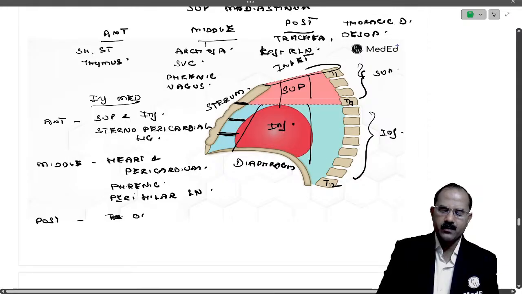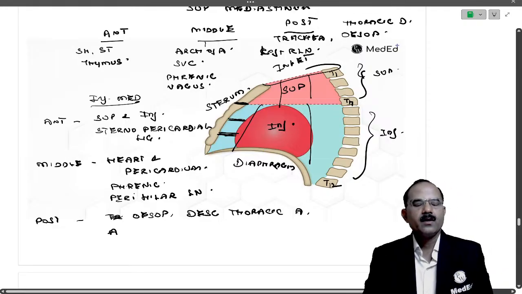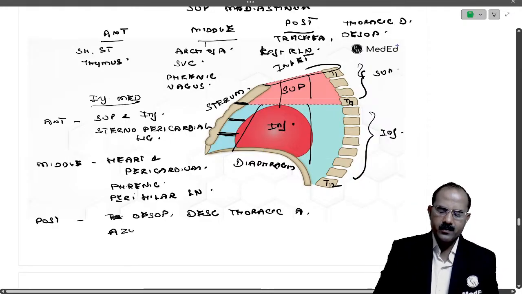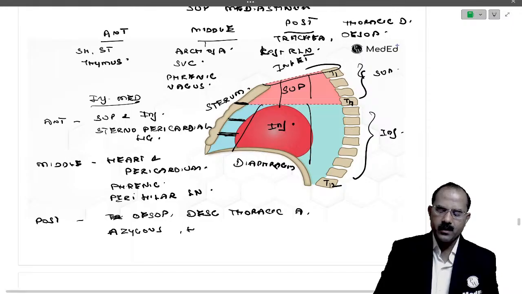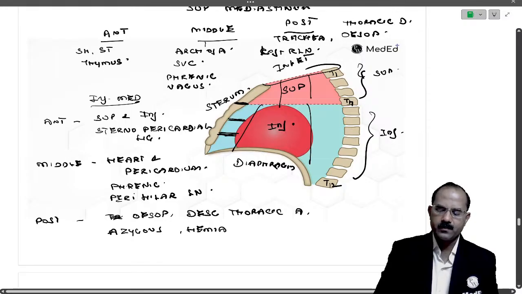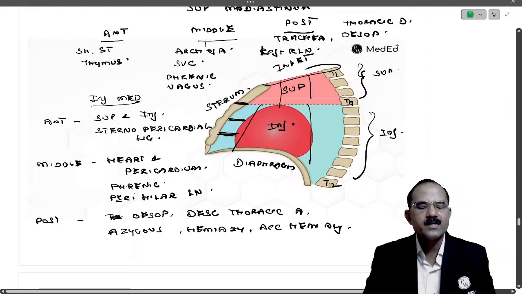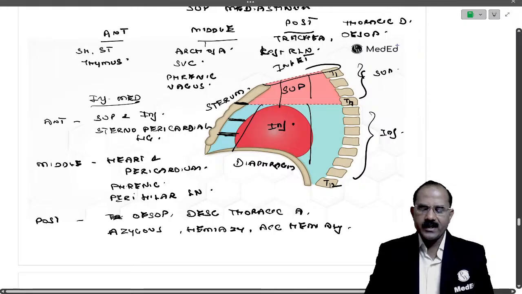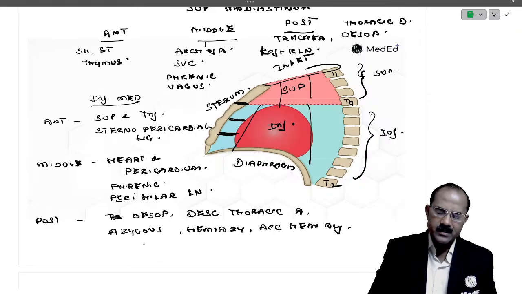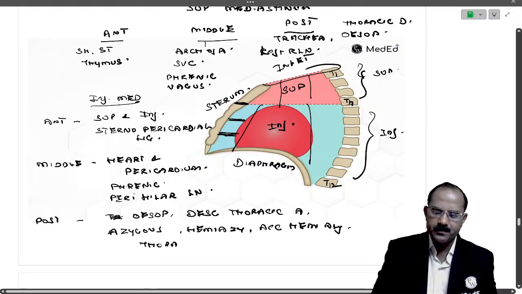The trachea is finished. Descending thoracic aorta, azygous vein, hemiazygous, accessory hemiazygous. Very good. The voice is cracking. Hello, hello. Azygous vein, hemiazygous vein, accessory hemiazygous vein, and thoracic duct.